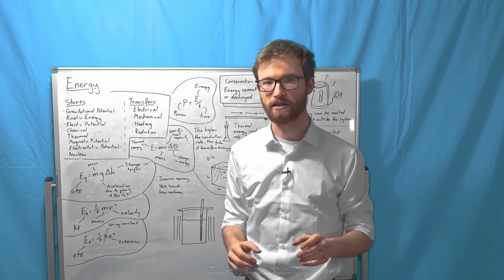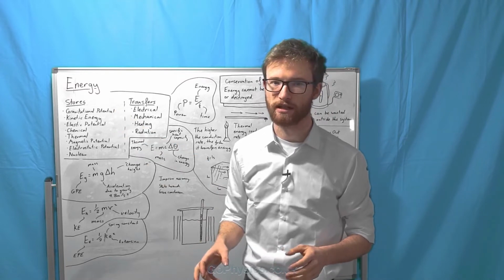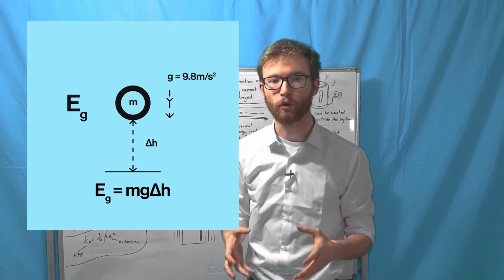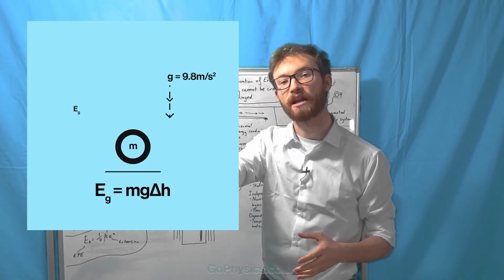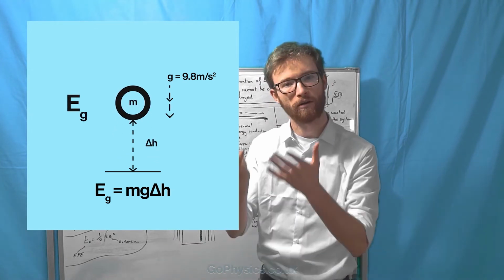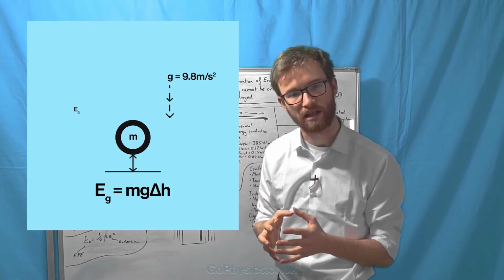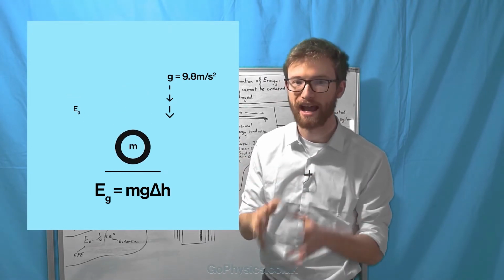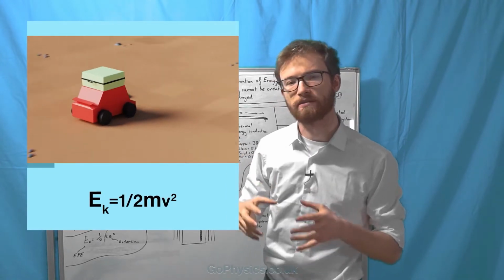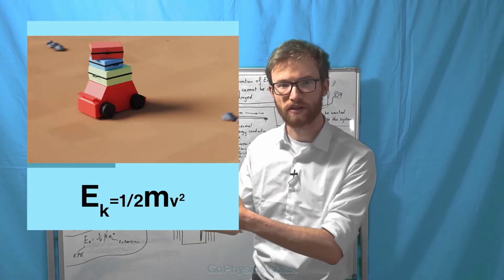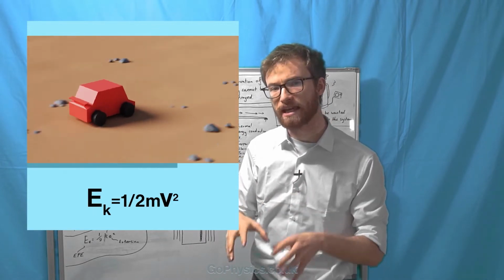To give you a quick example, gravitational potential energy is the amount of energy stored in something that is lifted above the ground with the potential to fall. The higher up we lift something, the more gravitational potential energy it has. Another example is kinetic energy. The faster something moves, the greater its velocity, the more kinetic energy it then has.